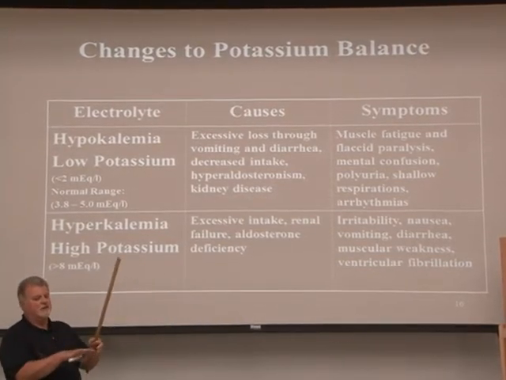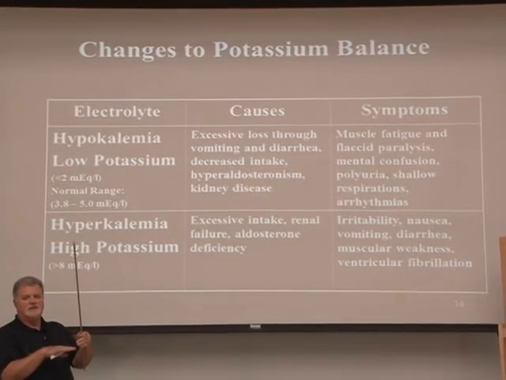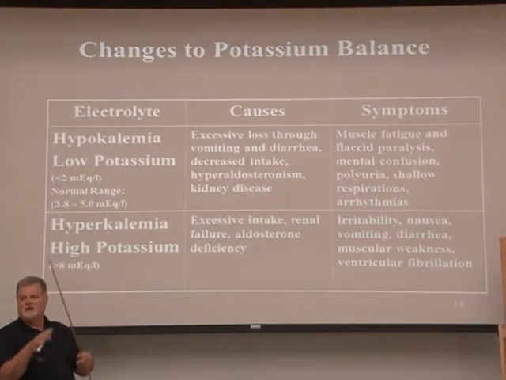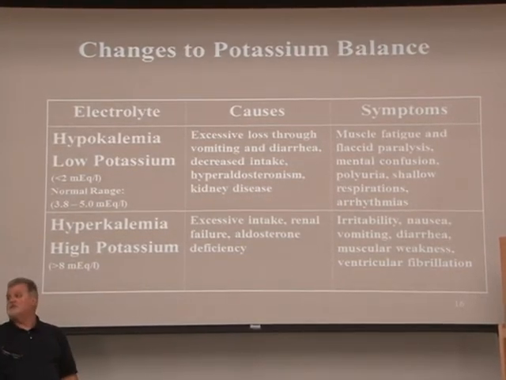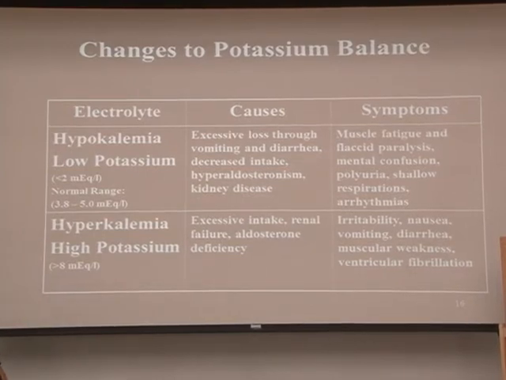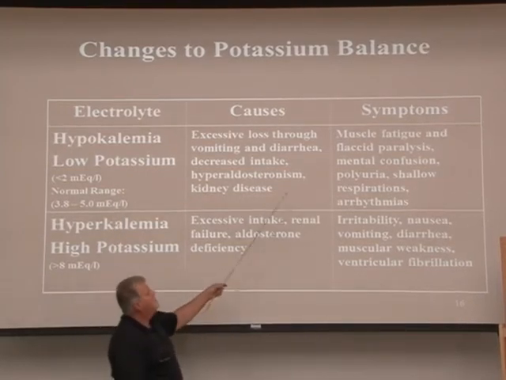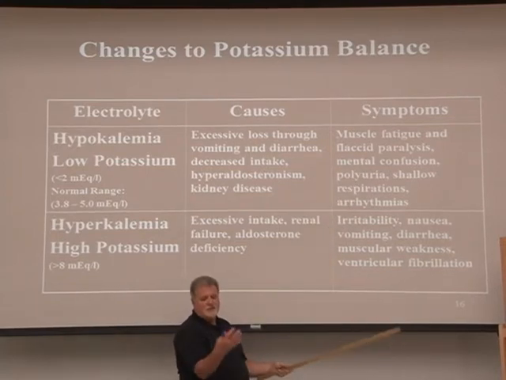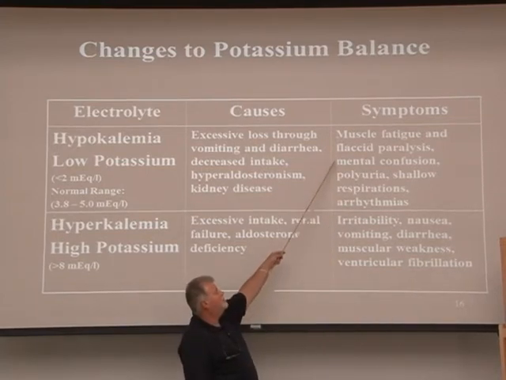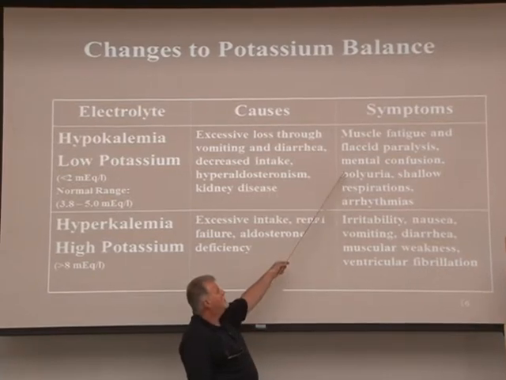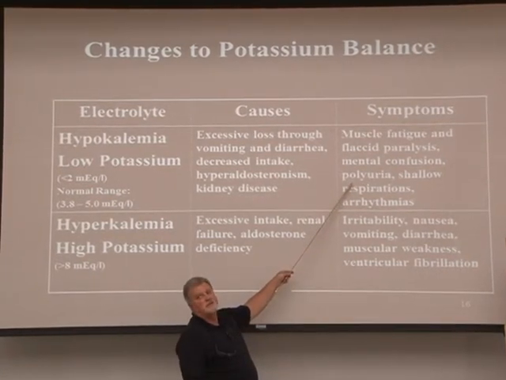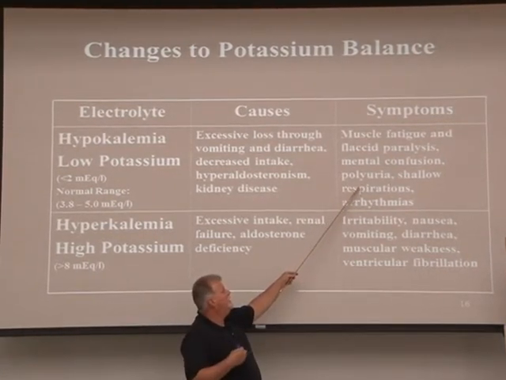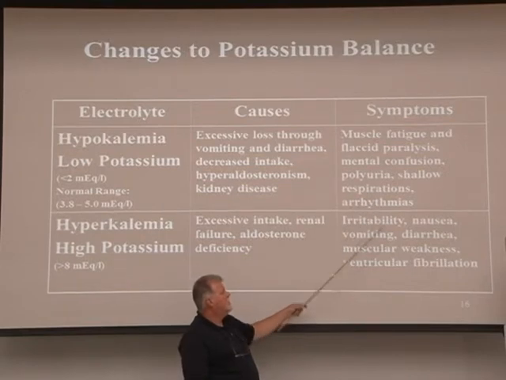So what we're seeing in both sodium and potassium is that aldosterone is a key player because it affects those principal cells and fine-tunes your urine. So what we're going to see is muscle fatigue. The muscles just don't want to contract at all, which we call flaccid paralysis. A lot of mental confusion. They'd be peeing like crazy, in a state of polyuria. Shallow respirations, and the heart would have arrhythmias.